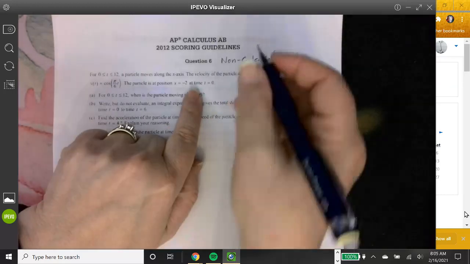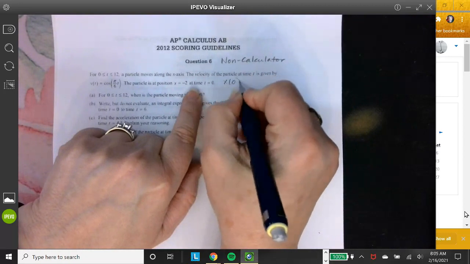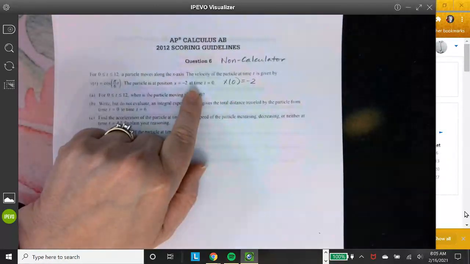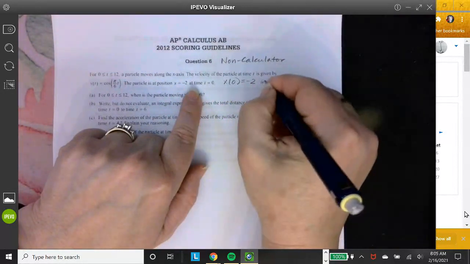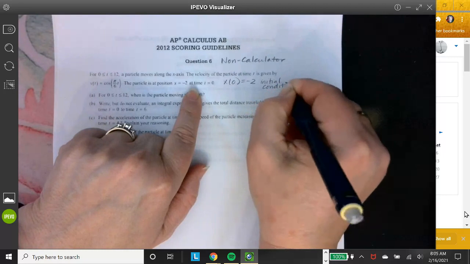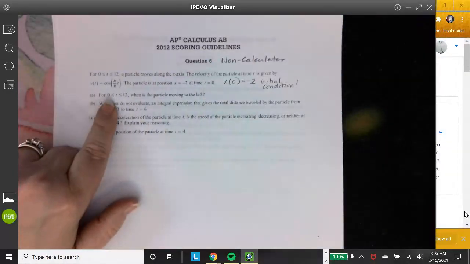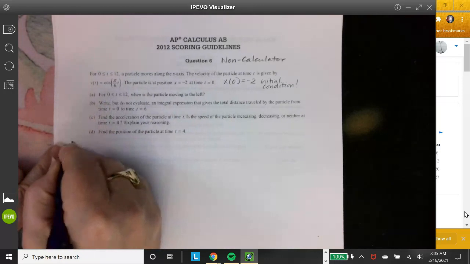So right here, they're giving us a point in time, and they're saying that x of 0 is equal to -2. So they're giving us an initial condition. So we need to keep that in the back of our mind. Okay, so part A says for t between 0 and 12, when is the particle moving to the left? All right, so now we got to get to work here.